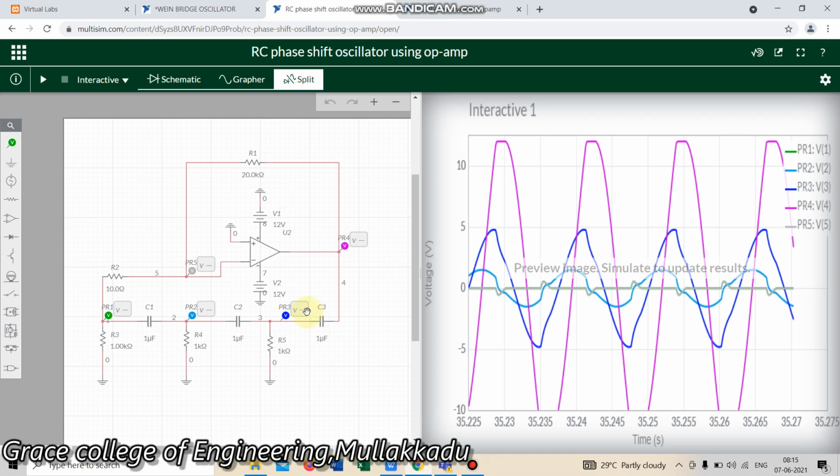See, this is the RC network. Three RC networks are combined together and it produces a 180-degree phase shift. And this is an operational amplifier with feedback resistance as well as input resistance. We have not given any input voltage or any frequency. The frequency is generated internally using this RC network and it produces an output.